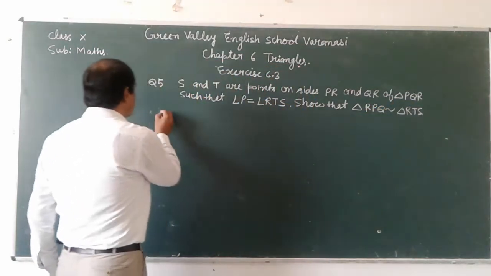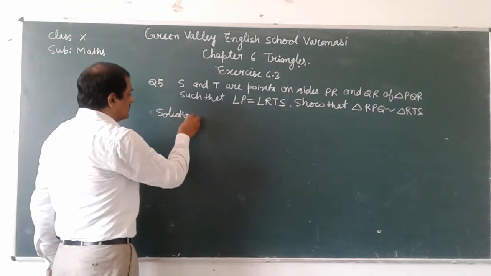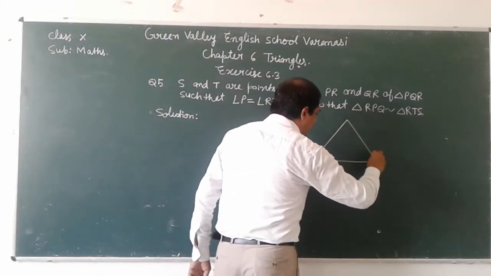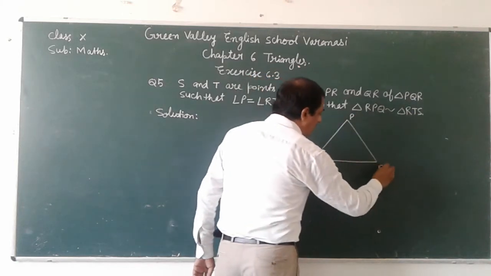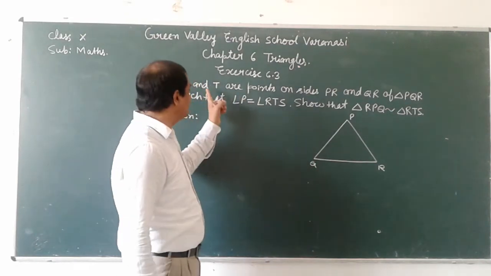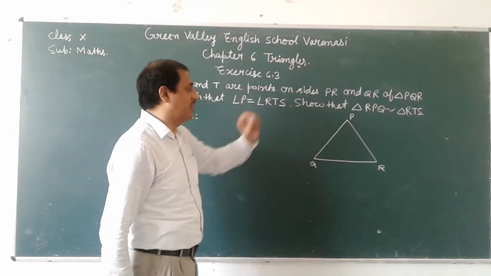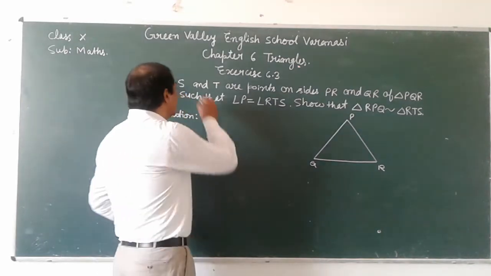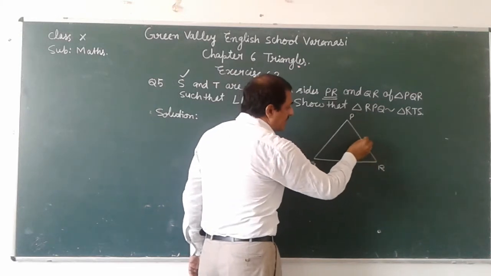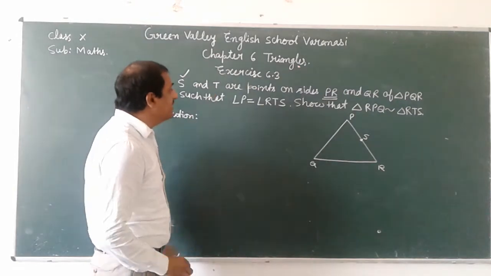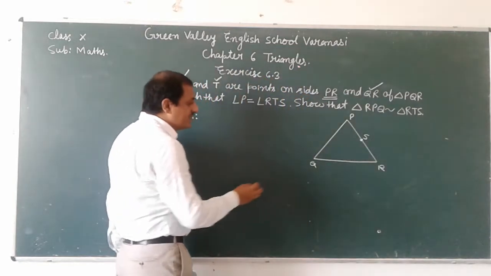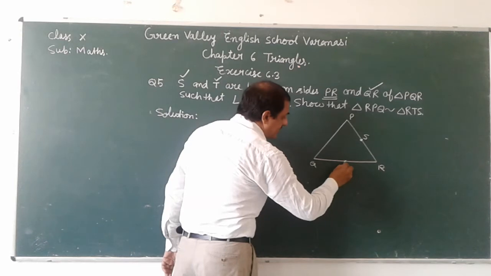According to this question, triangle PQR is given. This is the triangle PQR. According to this question, S and T are points on side PR and QR. It means S is the point on side PR. Here, with the PR, let a point S be here, and point T on side QR. Here QR is this. Let this point be T.